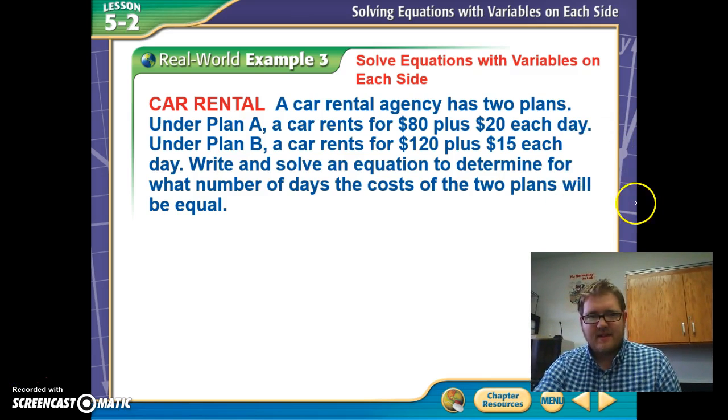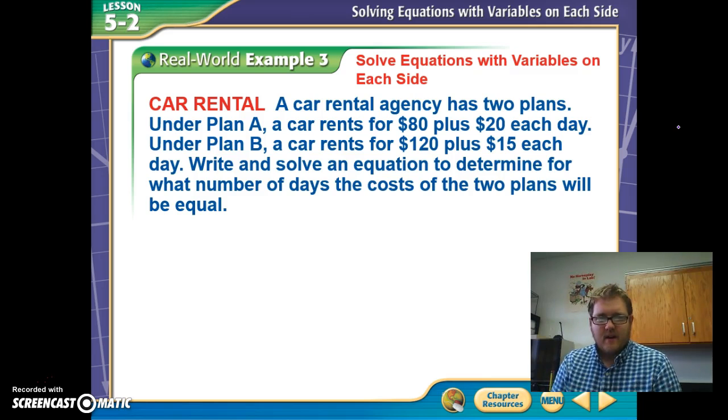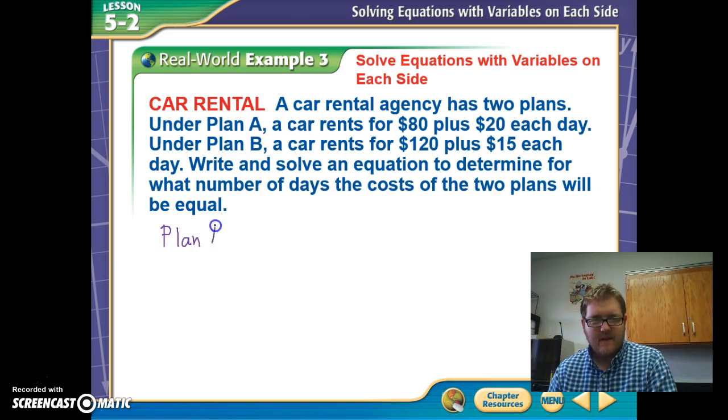Looking at this example, we have a car rental agency that has two plans. Under plan A, a car rents for $80 plus $20 each day. Under plan B, a car rents for $120 plus $15 each day. Write and solve an equation to determine what number of days the costs of the two plans will be equal. So in other words, we want the cost of plan A to equal the cost of plan B.